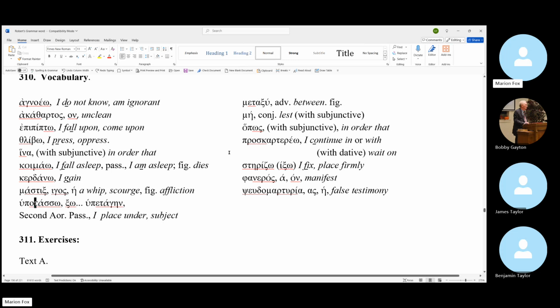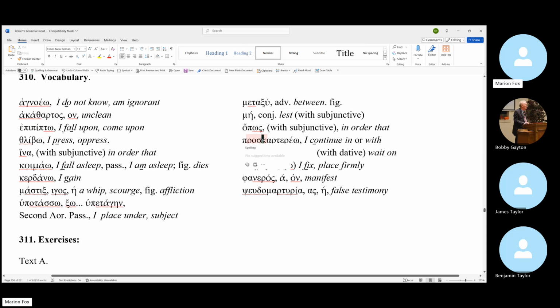Meta, between, it's an adverb, and he says fig, probably that means figurative. Me, and that's conjunction lest. But it also means not. Hopos, we've discussed it a fair amount already. Pros.